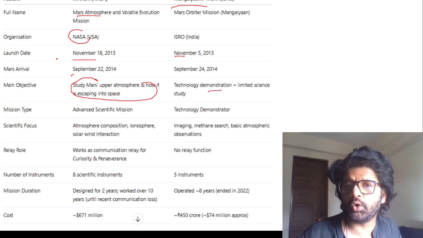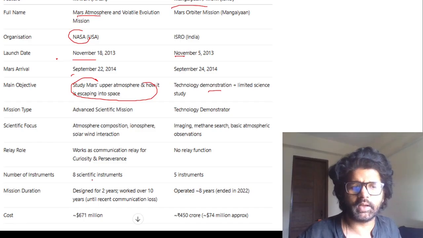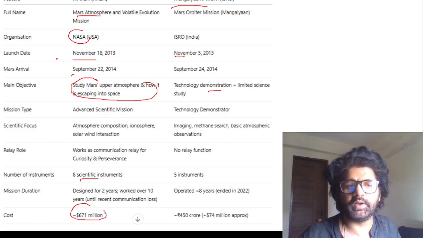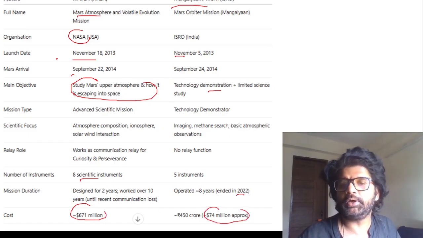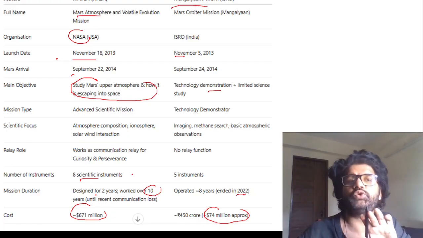Mangalyaan was just a technology demonstrator to show that we are able to reach Mars. See the cost. MAVEN, $671 million. India's Mangalyaan, $74 million. It ended in 2022. MAVEN was designed for 2 years, worked for 10 years. So these are some facts which you have to keep in mind. Difference between MAVEN and Mangalyaan.